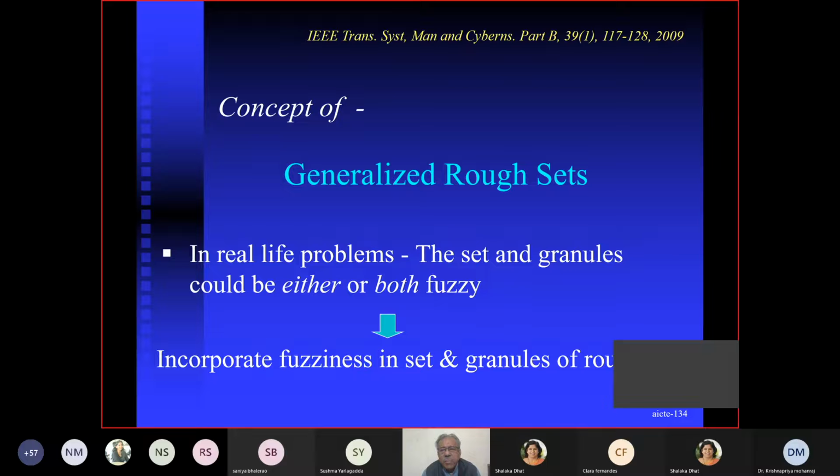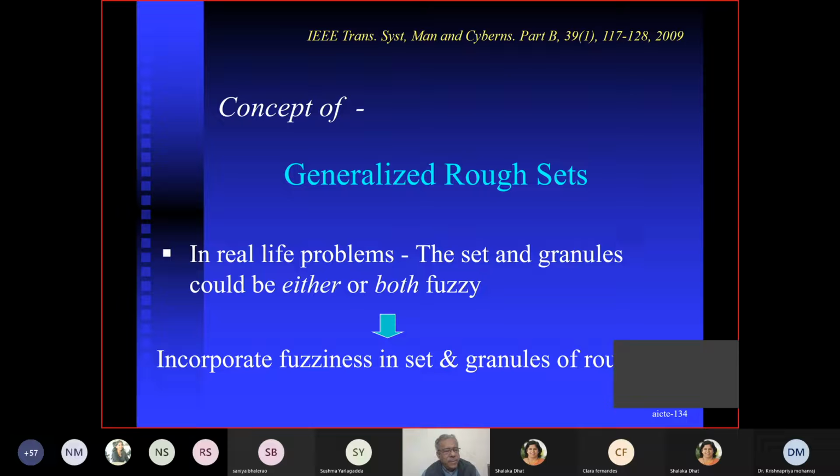But in real life problems, we have seen that both the set and granules, or one of them, could be fuzzy. If one of them is fuzzy, then the lower and upper approximations would be fuzzy. That is, they will be fuzzy sets, and if they are fuzzy sets, they can be represented by a membership function. So in real life problems, the set and granules could be either crisp or fuzzy. That is, you incorporate fuzziness in the set or granules of it.